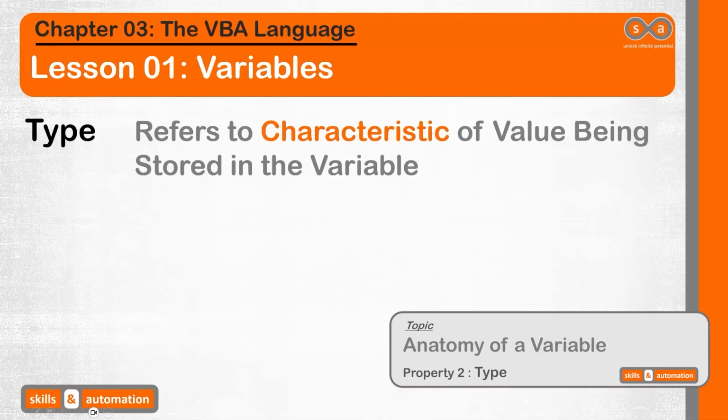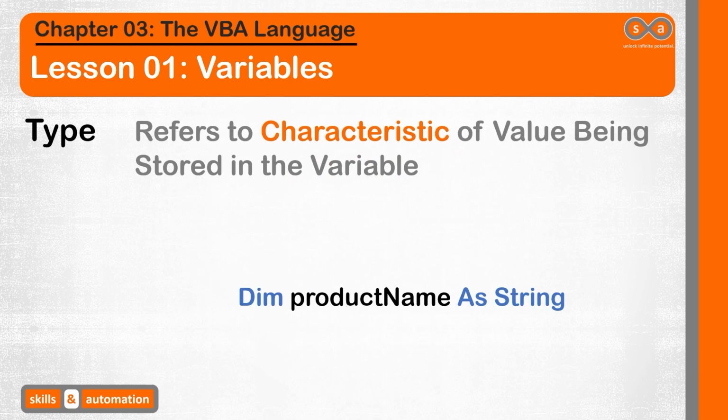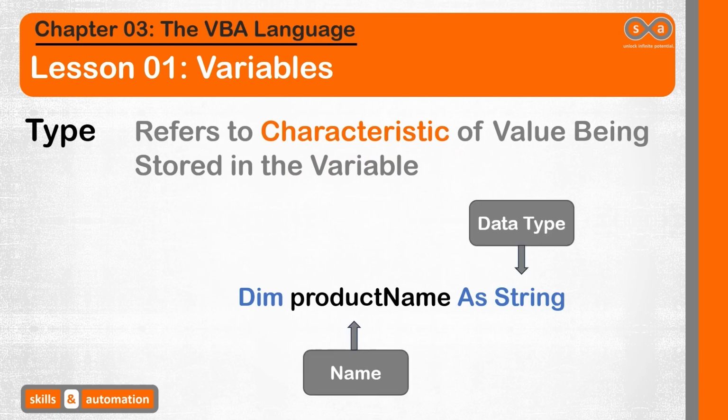Type refers to the kind of information that is stored in the variable. When we declare a variable, we need to specify its name and characteristics of the value that is intended to be stored in the variable. These characteristics are its data type, and we have a variety of data types to choose from.